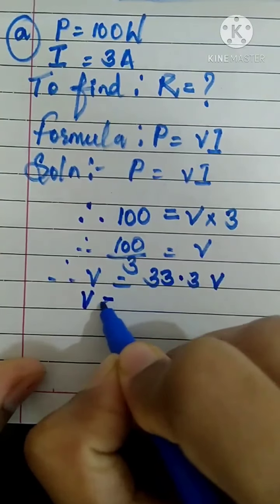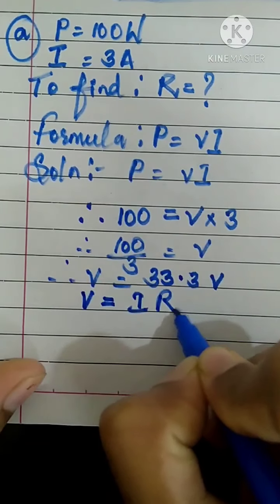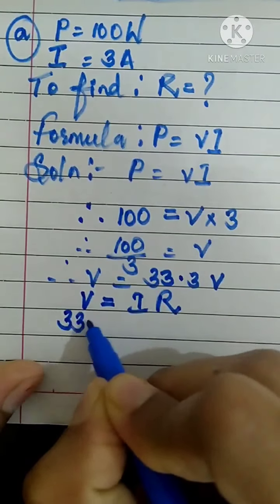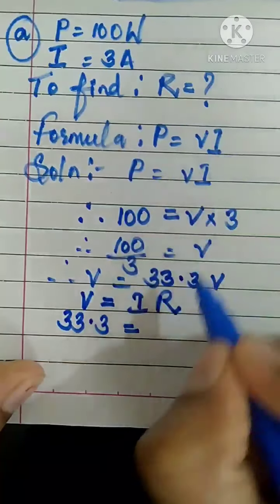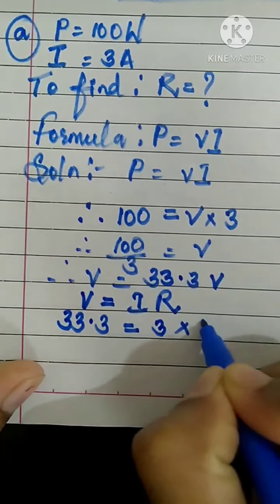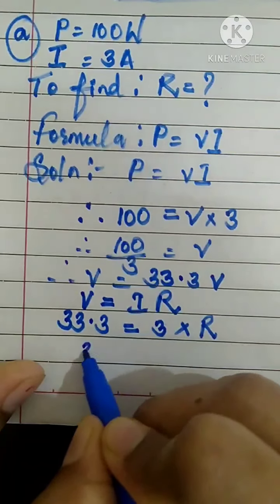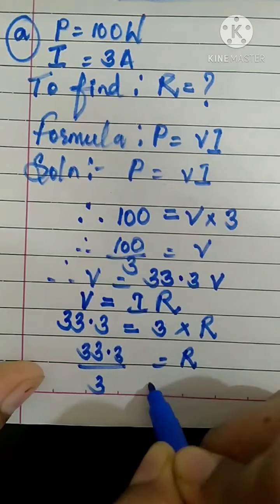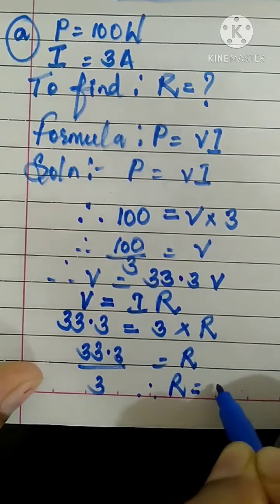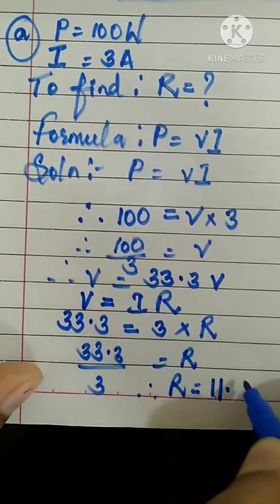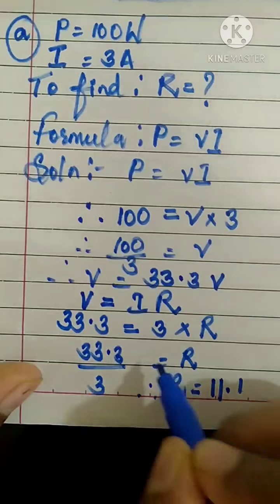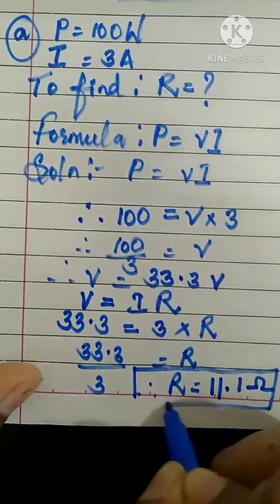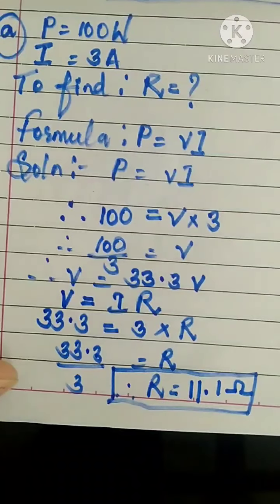We have our favorite Ohm's law. V is equal to IR. With this we will get R. In place of V you write 33.3 equal to I, also you know I is 3, and R. Bring 3 to the opposite side. 33.3 upon 3 is equal to R. Therefore R is equal to 11.1. Okay, 11.1 ohms. Unit of resistance, ohms.